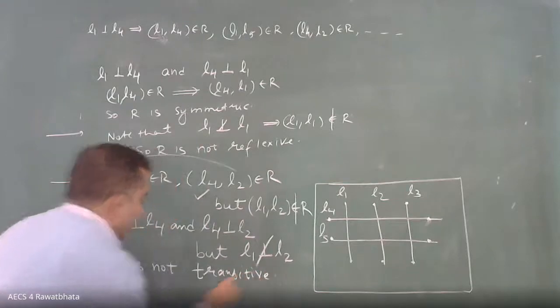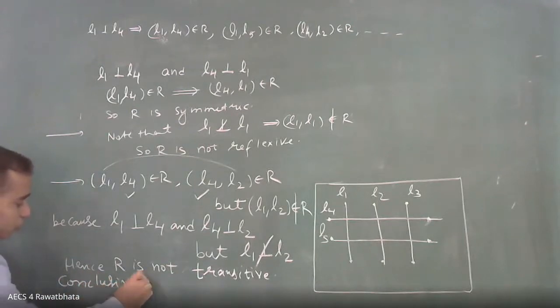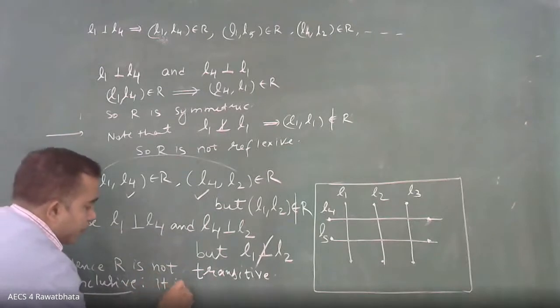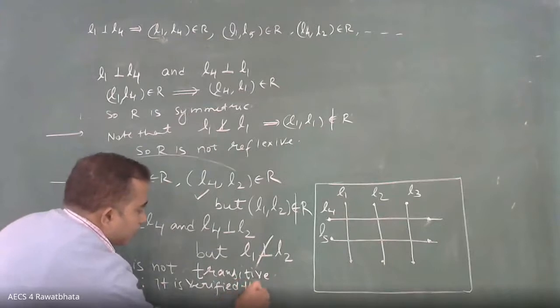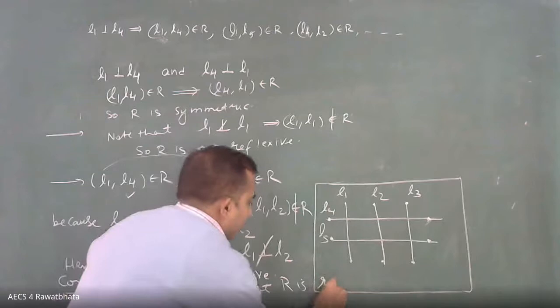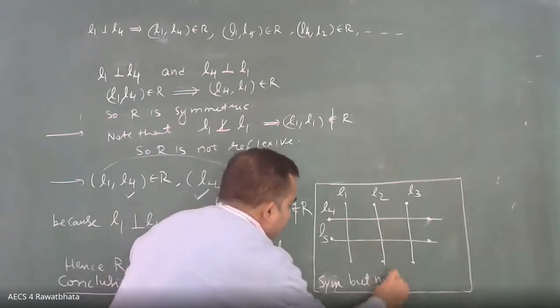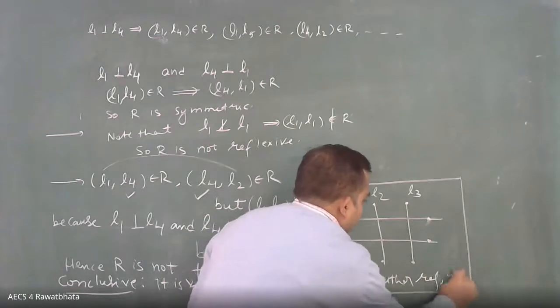समझे? So, and the last heading will be conclusion. Conclusion and objective both are same. Whatever was your objective, that you write as conclusion. So it is verified that R is symmetric, but neither reflexive nor transitive.